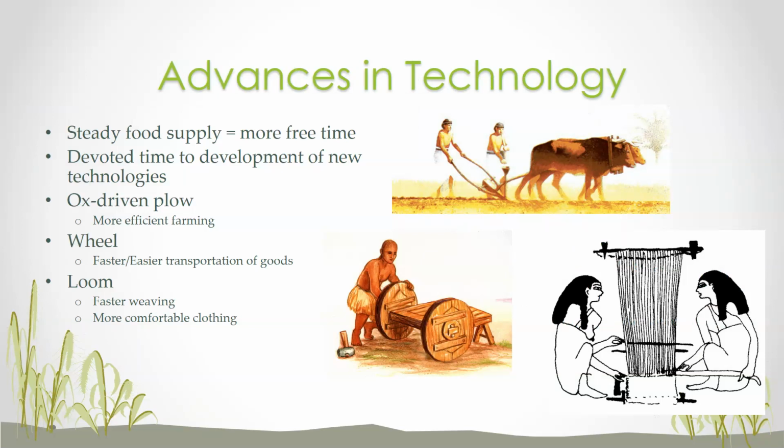Because of the surplus of food, people had extra time, which meant that they could devote time to developing new technologies that made their lives easier. A lot of these technologies centered around farming. Things like the ox-driven plow made farming much more efficient. In order to transport goods and people faster, people also developed the wheel. And for comfort and faster weaving, people developed the loom.